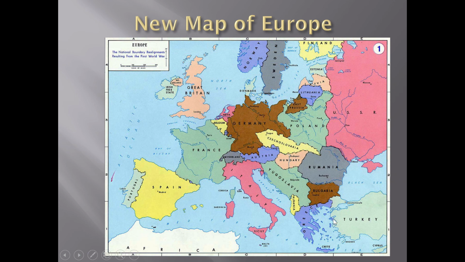The Ottoman Empire is gone. It's Turkey now. France has gotten Alsace-Lorraine back, so France is happy. Italy got a little bit more territory, but not the territory it wanted, which was down here. So there's been quite a few changes. Ireland's free now, so it's no longer under British control, except Northern Ireland. Britain still has Northern Ireland. So some pretty big changes.